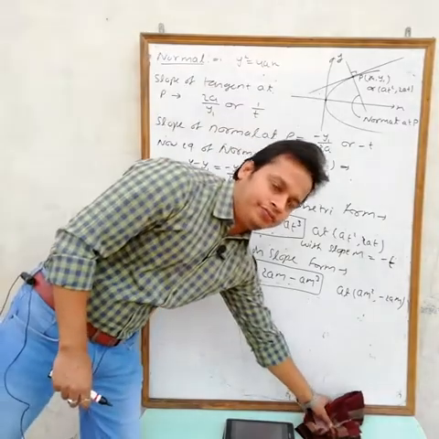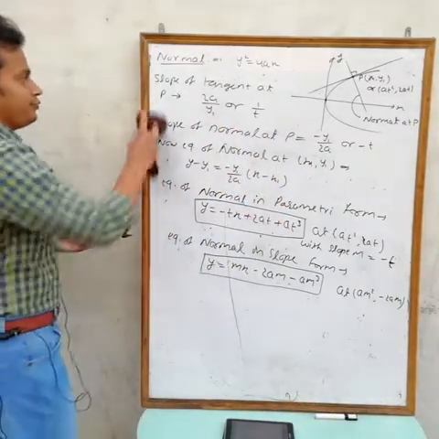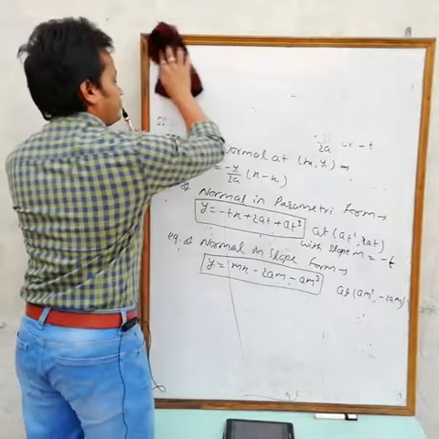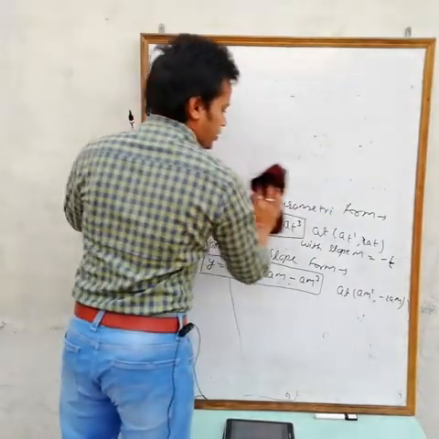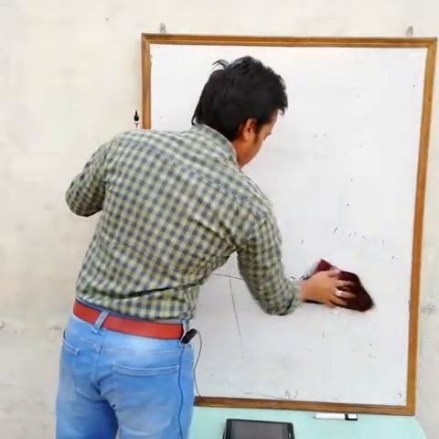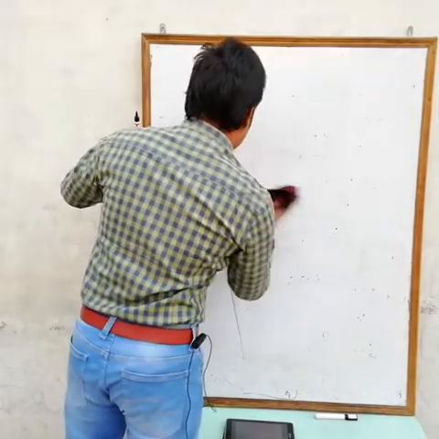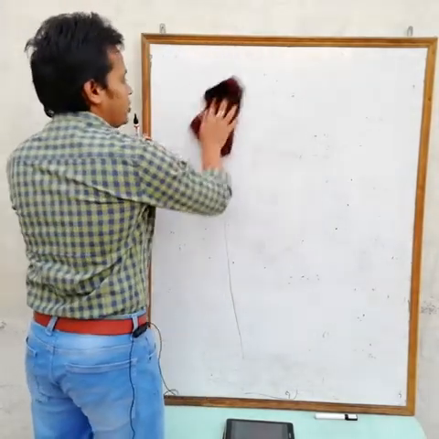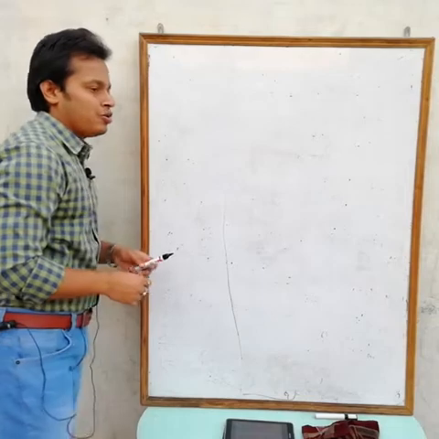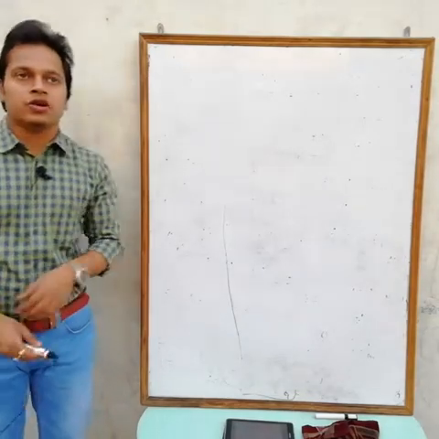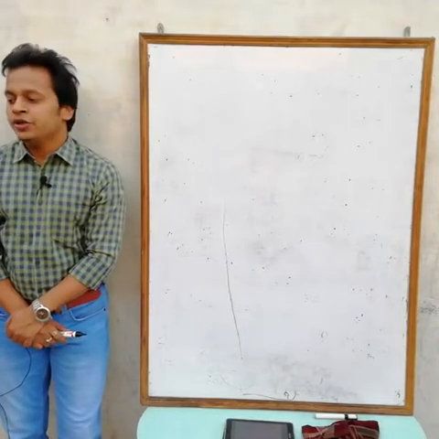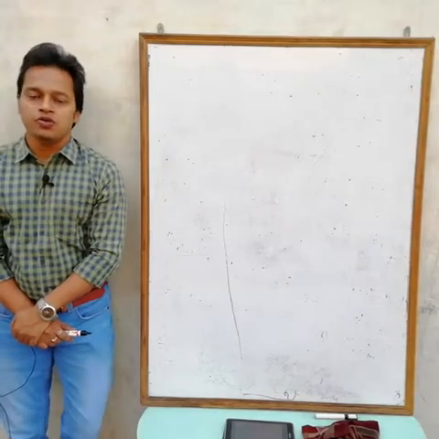So the equation of tangent is yt equals x plus at square, and the equation of normal to the parabola is y equals minus tx plus 2at plus at cube. In slope form, the equation of tangent is y equals mx plus a by m, and the equation of normal is y equals mx minus 2am minus am cube. This is the equation for y square equals 4ax.